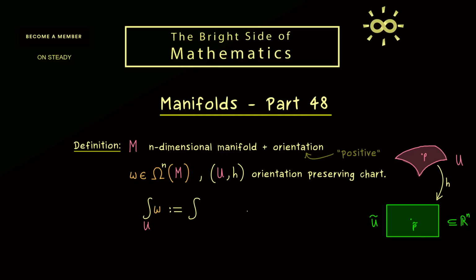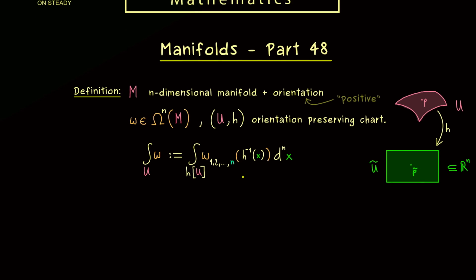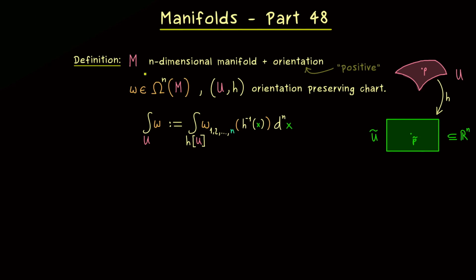And you already know it's just given as a standard integral in Rn. We just take the uniquely given component function of omega and integrate that over the whole domain U tilde. So in fact, we have already learned that in part 40, and afterwards we extended everything such that we got an integral for the whole manifold M. However, until now, we didn't discuss yet what happens if we take a chart which is not orientation preserving.